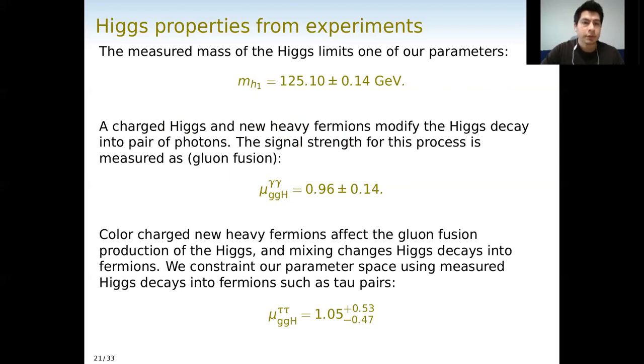The signal strength for this process has been measured in the gluon-gluon fusion channel to be 0.96 plus or minus 0.14. This is the channel that is going to be mostly affected by our model, because of the effects we have from new particles on both sides of this interaction. In the same way, these color-charged new Higby fermions affect gluon-gluon fusion, so we will have effects in every channel that can be obtained from gluon-gluon fusion. For example, one of the best measured channels in gluon-gluon fusion is the decay of the Higgs into a pair of taus, which is actually not that constraining since the error bars are quite large.